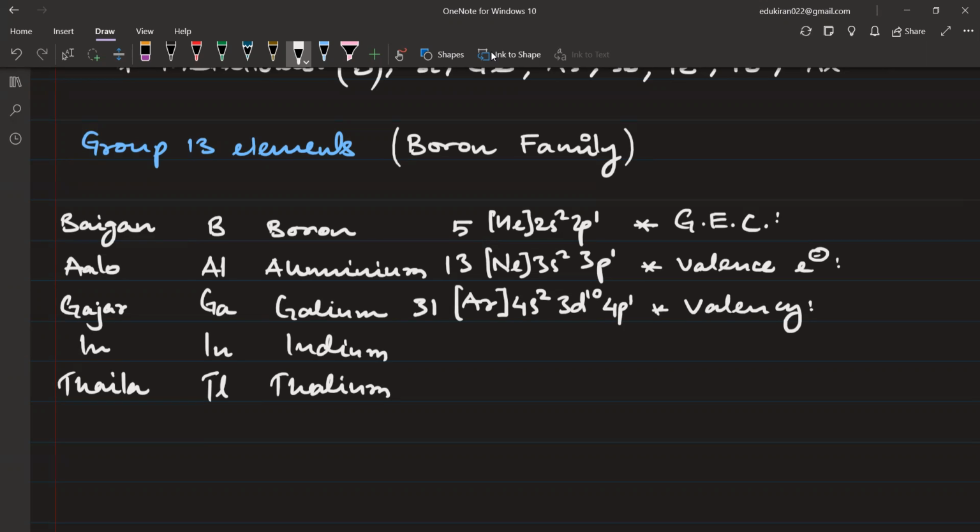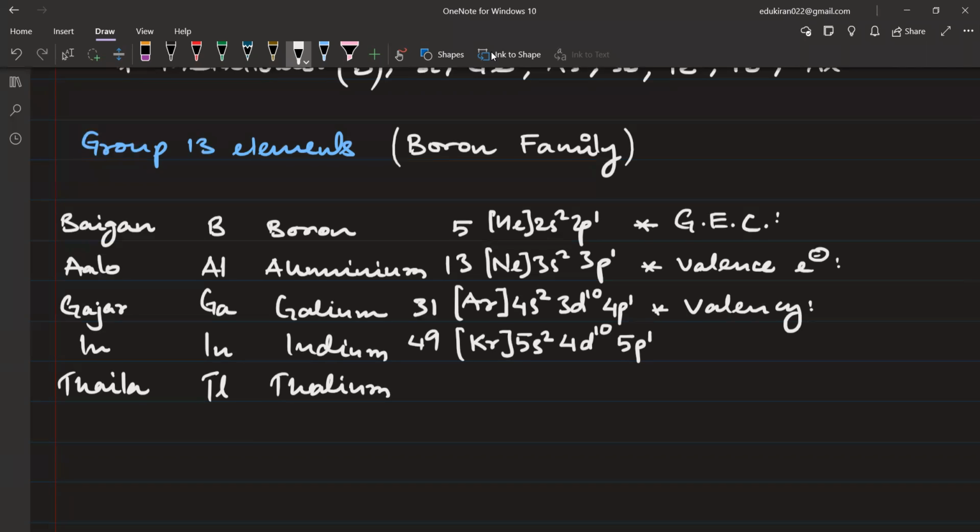ns2 np1, ns2 np1. And further on, if you go to the next, indium, it will be 49, krypton 5s2 4d10 5p1. Here also you can see ns2 np1. Ignore this middle one because it is not the outermost, right?